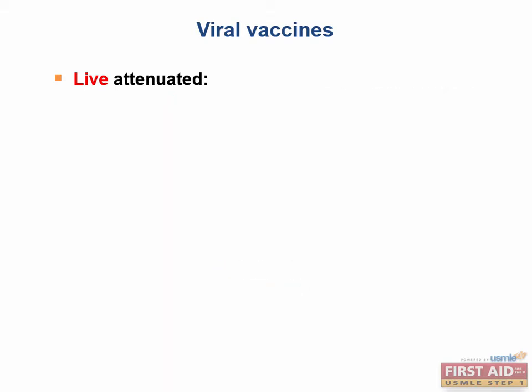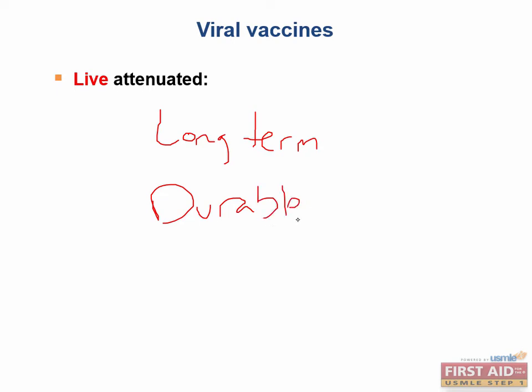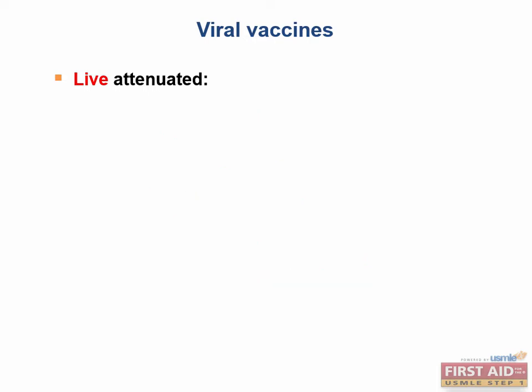Live attenuated vaccines are literally what they sound like. They are live vaccines that are attenuated or weakened through various modifying processes. Some advantages of live attenuated vaccines is that they result in more long-term and durable immune responses. This is because they activate a stronger immune response by leading to humoral and cell-mediated immunity. Cell-mediated plus humoral immunity. These vaccines typically do not require a booster.